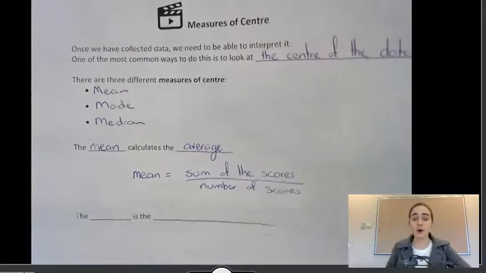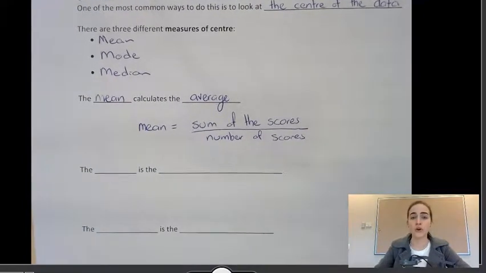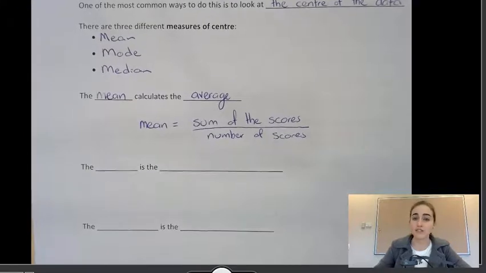A second one is the mode. Now the mode is the number that occurs the most, or the number that has the highest frequency.